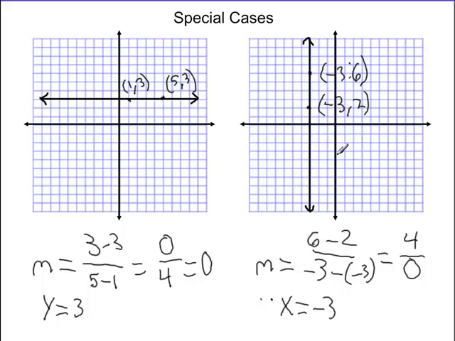x equals negative 3, and so on and so on. Therefore, all vertical lines are represented by x equals something, and all horizontal lines are represented by y equals something.